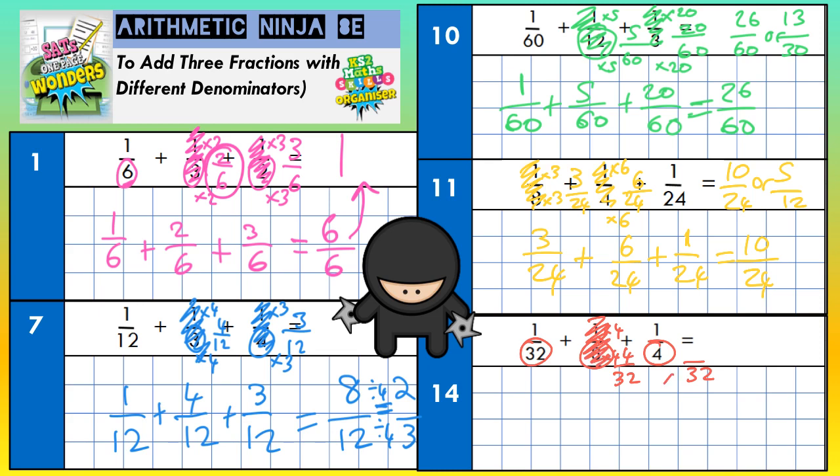To get from 4 to 32 is times 8, so you need to do the top times 8. 1 times 8 is 8, so that's 8/32. Scribble out the original one because we don't need it again. And now let's think about what we've got. We've got 1/32 plus 4/32 plus 8/32. It's like saying 1 lollipop plus 4 lollipops plus 8 lollipops would be 13 lollipops. So 1 plus 4 is 5, and 5 plus the 8 is 13. So it is 13, but obviously we're not dealing with lollipops here. We're dealing with 32ths. So it's 13 32ths.